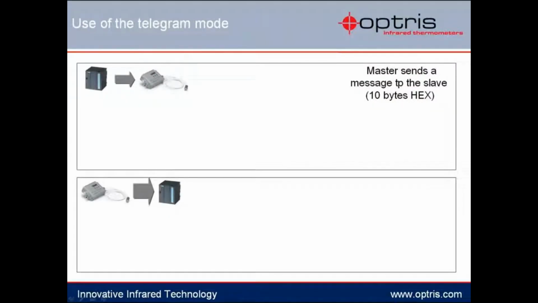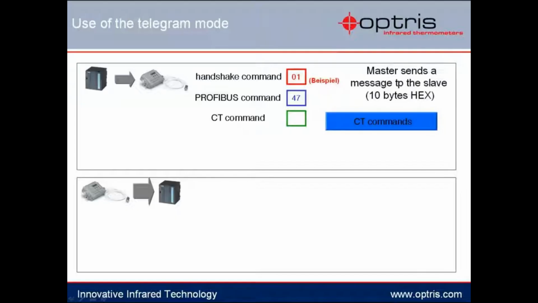The first byte consists of a handshake command. This command needs to include a different address after each completed sending and receiving process. The second byte is the Profibus command 47. This command informs the temperature sensor that a following command will be sent. The third byte includes the actual command with the statement which setting of the sensor will be changed or which information will be requested from the sensor. This could be the changing of the emissivity of the sensor or a request of the alarm values which will be adjusted at the temperature sensor.